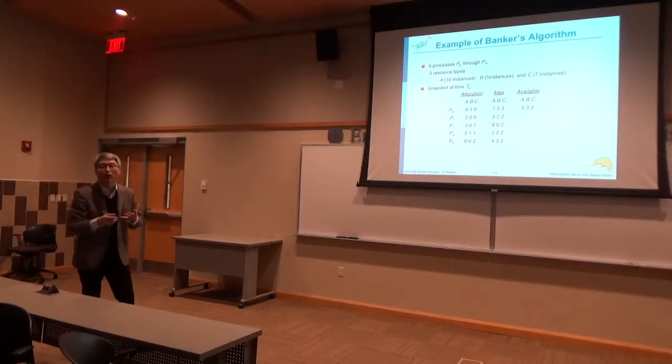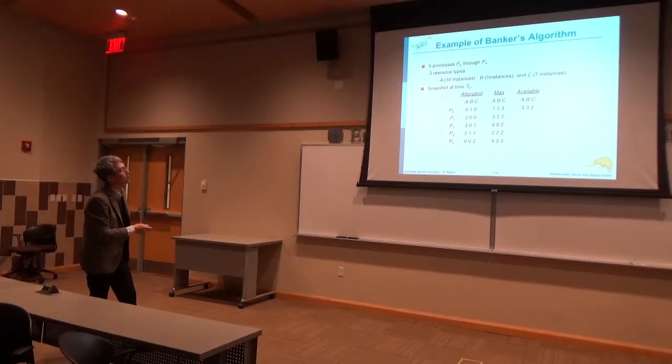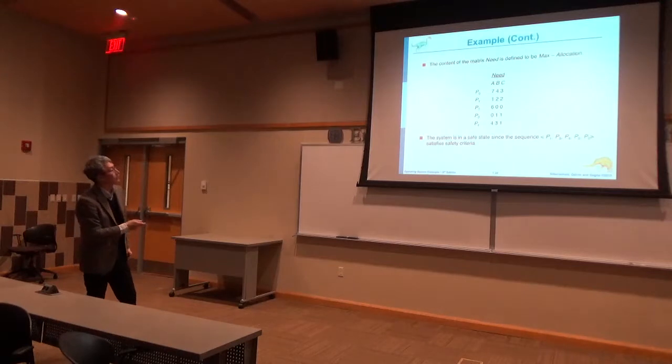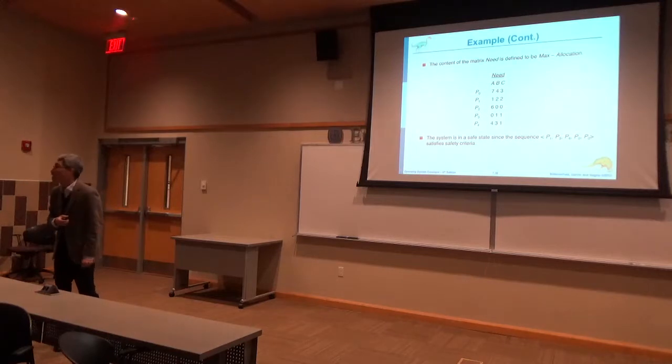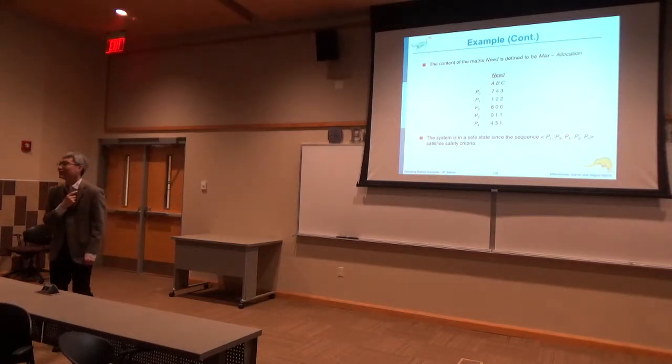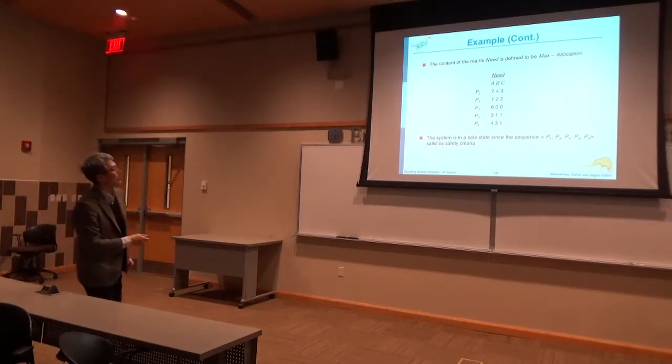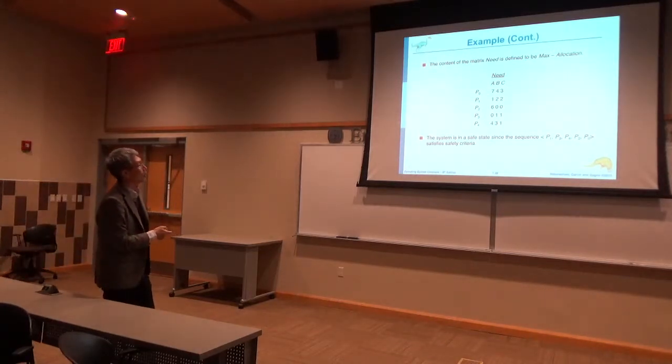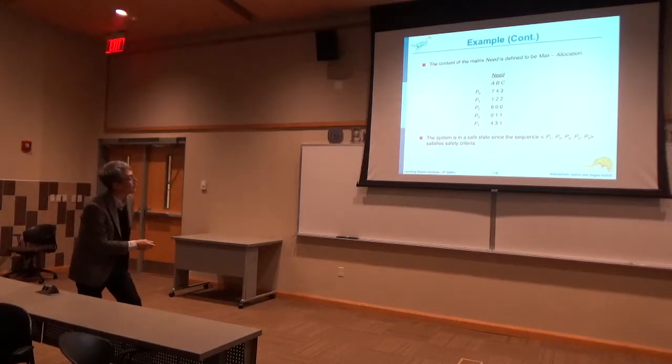In other words, to terminate, P0 needs 7 more A, 4 more B, and 3 more C. That is the need. Consequently, we can find how many resources each process needs to terminate. Please pay attention to this one. This is the need. Our goal is to find out whether there is a process sequence.